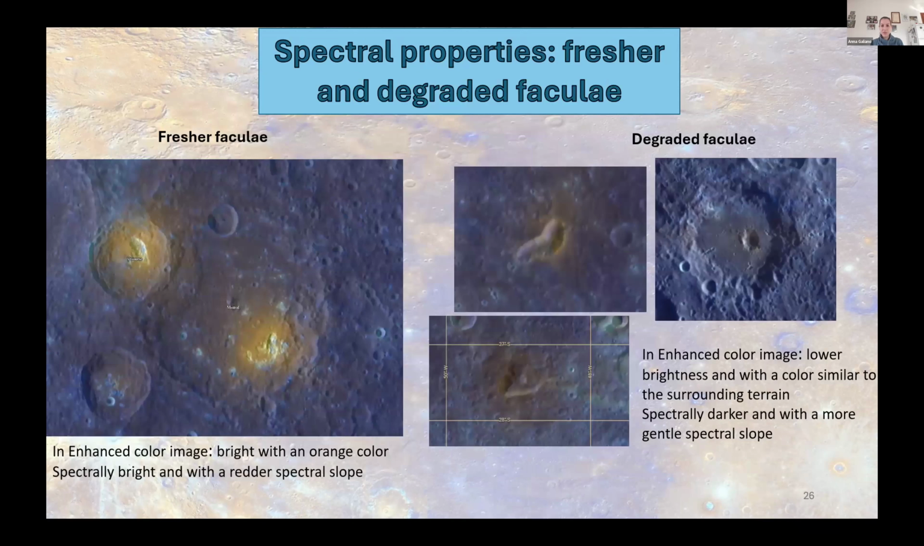Then the last argument I want to focus on is that the faculae can be present in a fresher aspect and a more degraded aspect. For example, the fresher faculae, which are relatively younger, are characterized by an orange color in an enhanced color image. But we have some faculae that seem to be older and more degraded, which are instead characterized by a sort of brownish color in this map. And they are supposed to be older and more degraded.